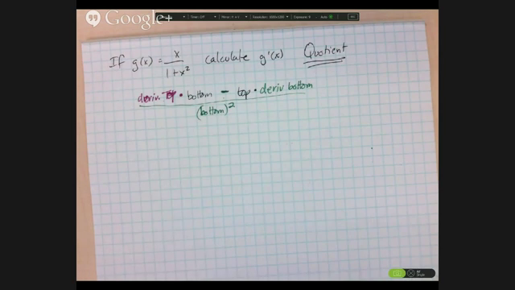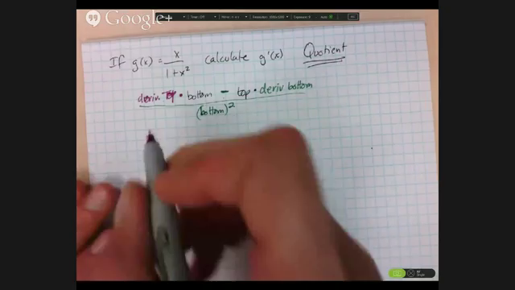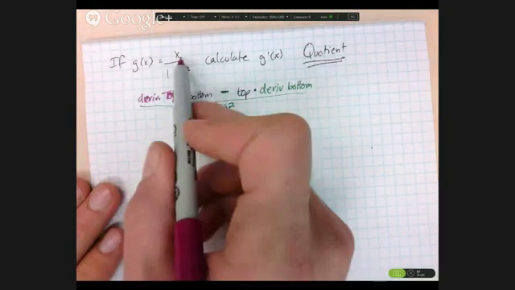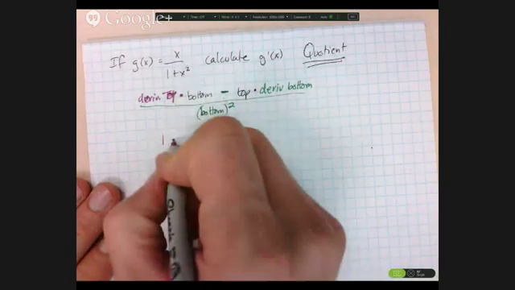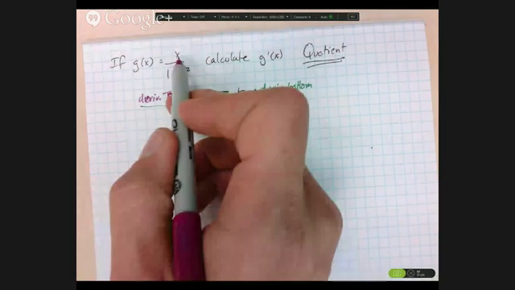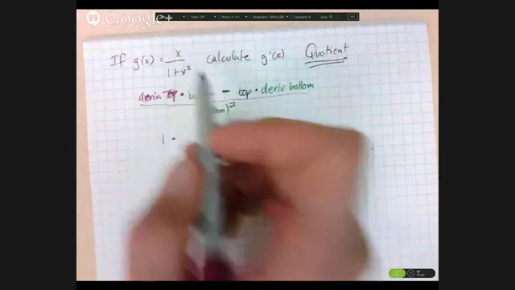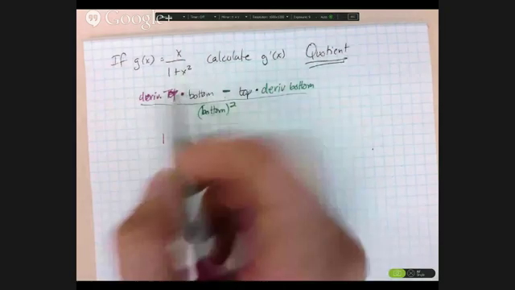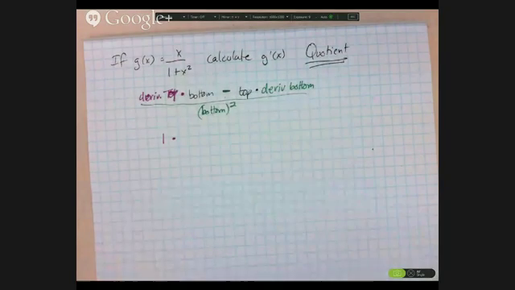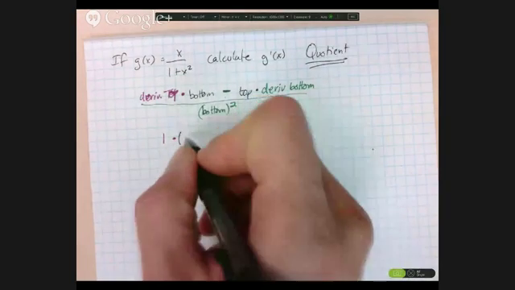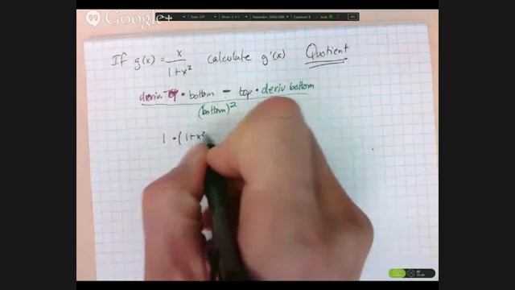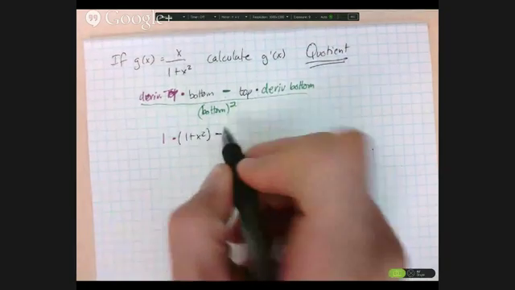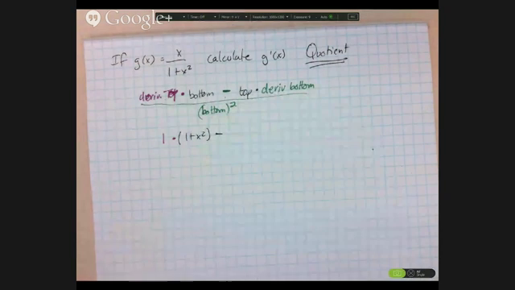Okay, so what's the derivative of the top? 1. The derivative of the top. That's a derivative, Tom. Derivative of the top. Copy the bottom. Minus.